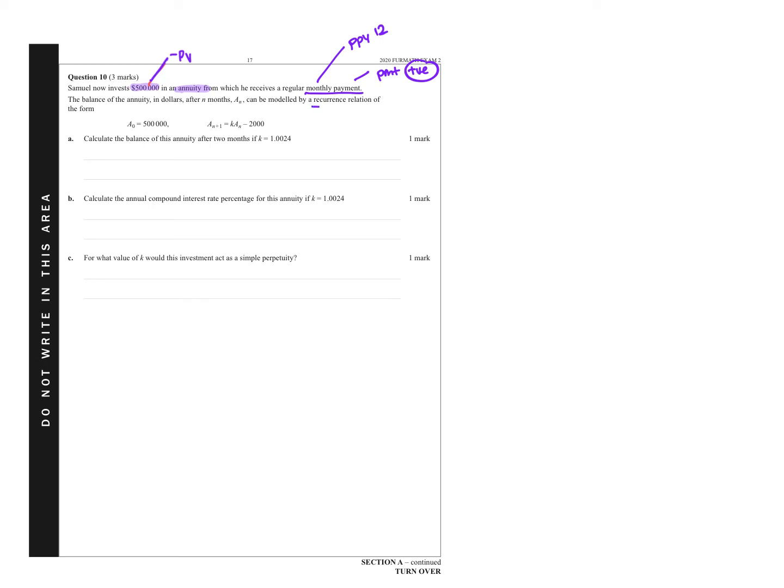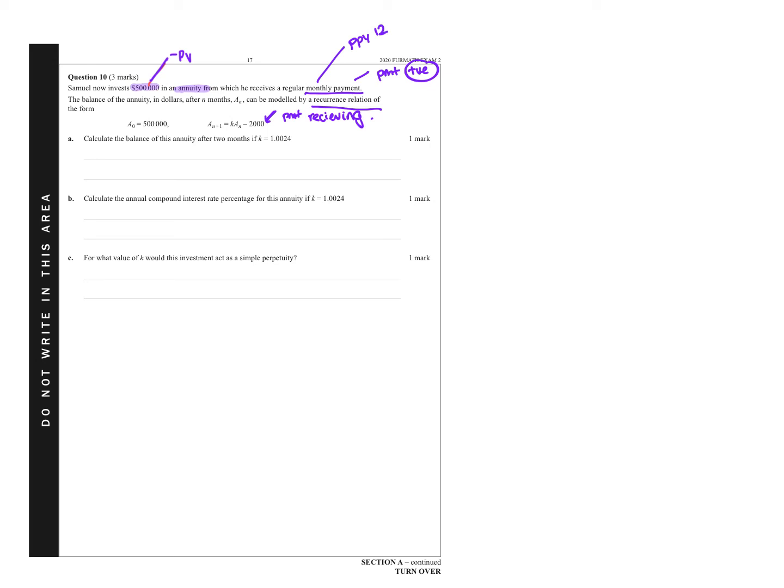Here's a recurrence relation of the investment. So just take note, when you have a recurrence relation of the investment and it has a negative thing there, that is the payments that you're receiving. So in finance solver, that's a positive.